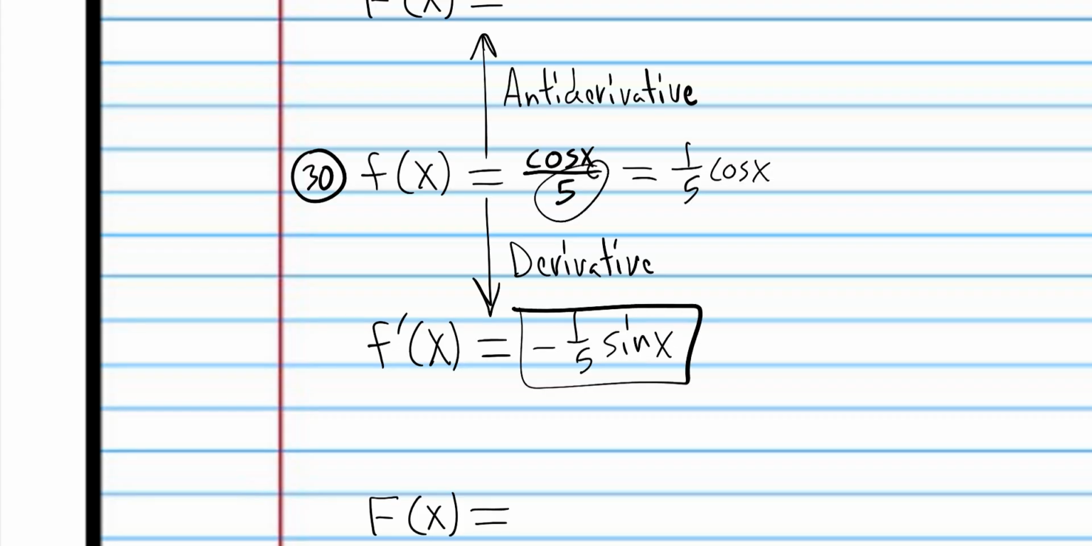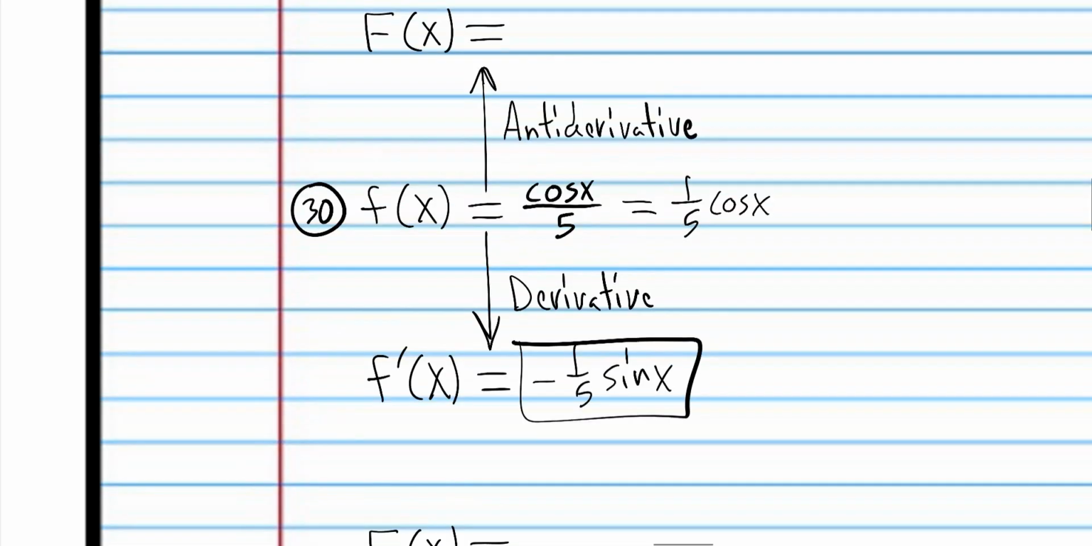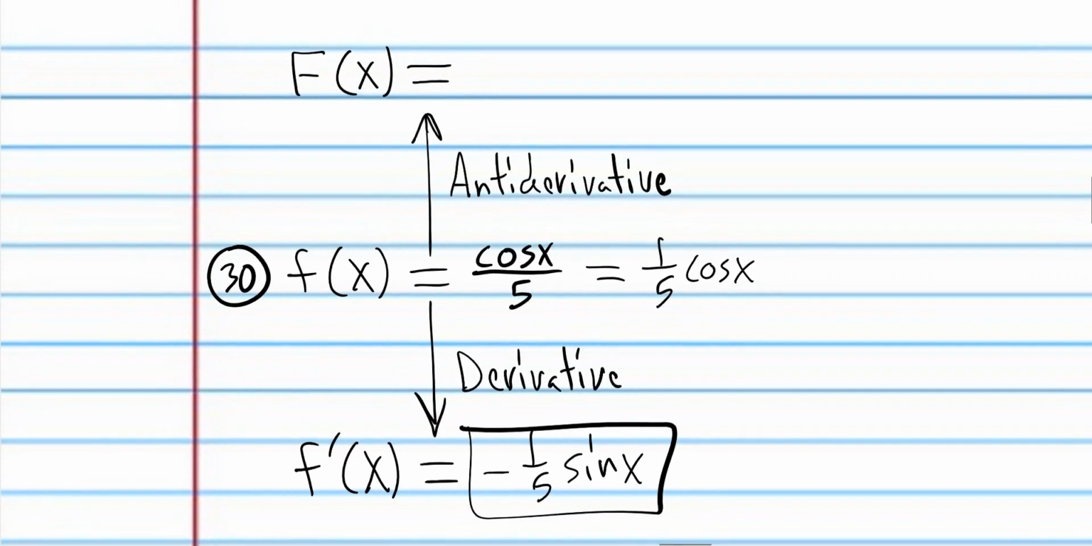Again, dividing by 5 is the same thing as multiplying by 1/5, so why would you use the quotient rule? It's so much easier to use the constant multiple rule. So the derivative of sine x is cosine x, so that's pretty easy.